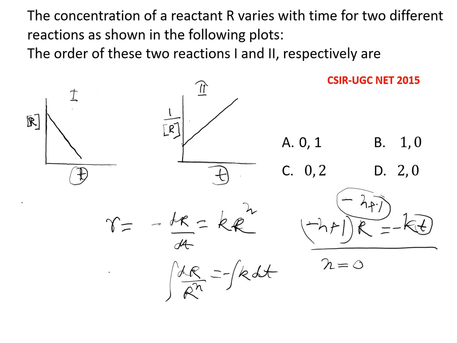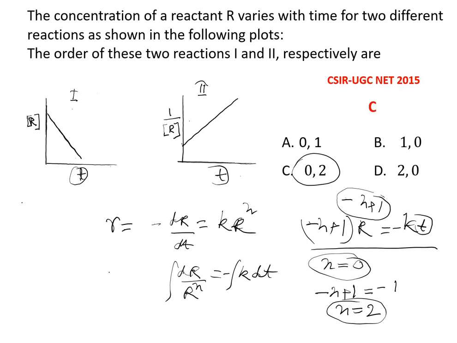And again on the same logic, if you want to get on your left 1 by R, that means R to the power minus 1, that means minus n plus 1, this power should be equal to minus 1. So that means n equal to 2. So n equal to 0 for the first one, and equal to 2 for the second one, that should be option C, that means option C should be the correct one. Let us check, and C is the correct. Okay.